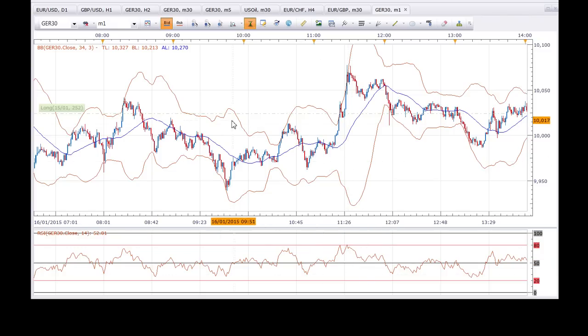Okay, so the strategy itself uses two indicators that you're going to need to be familiar with, which is the Bollinger Band and the RSI, Relative Strength Index. We're going to use the 1 minute chart, and we're going to need to know two other things as well.